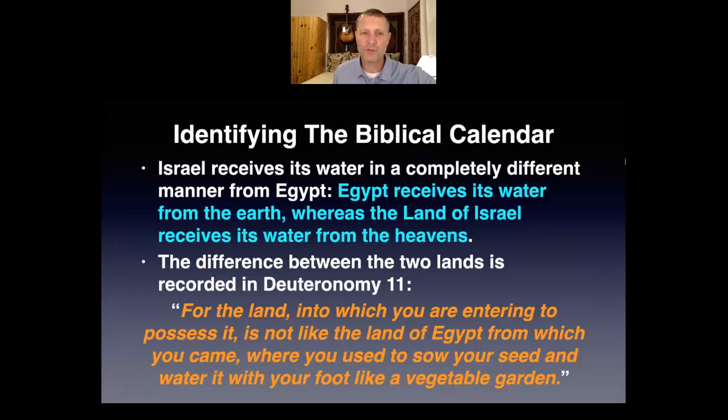Now, Israel receives its water in a completely different manner from Egypt. Egypt receives its water from the earth, whereas the land of Israel receives its water from the heavens, the rain of heaven. The difference between the two lands is recorded in Deuteronomy chapter 11, as we read here.